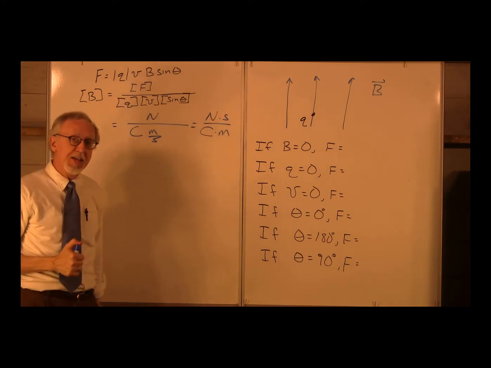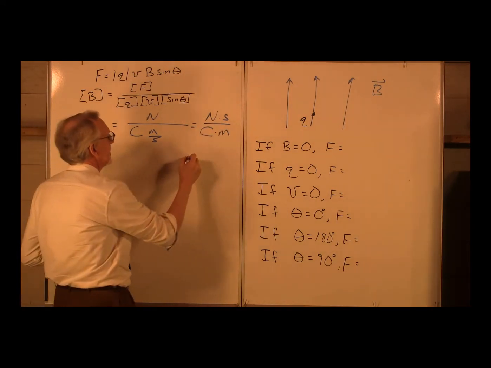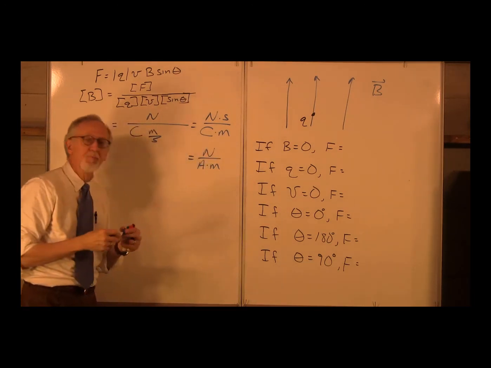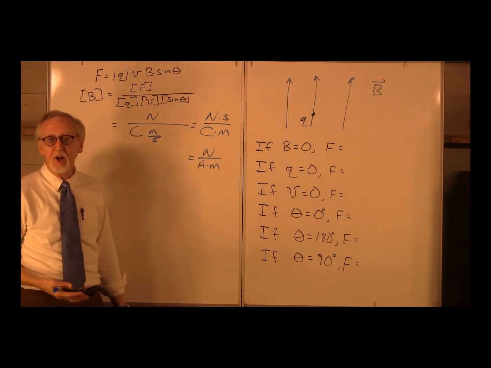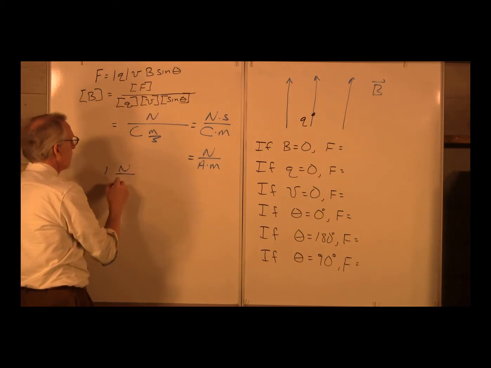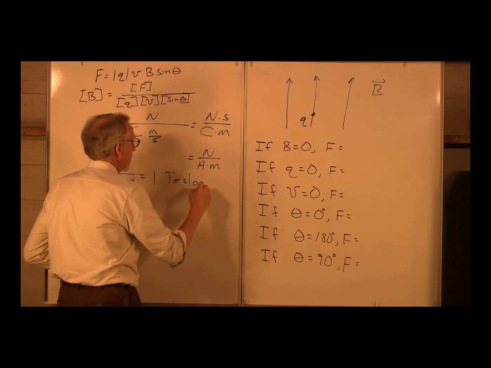Or we know that a coulomb per second is an amp. We could also write this as a Newton per amp meter. There we go. This combination of units, once again, is something that we're going to see often enough that it has its own name. 1 Newton per amp meter is called a Tesla.